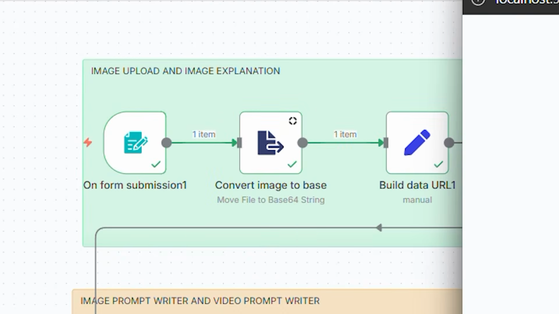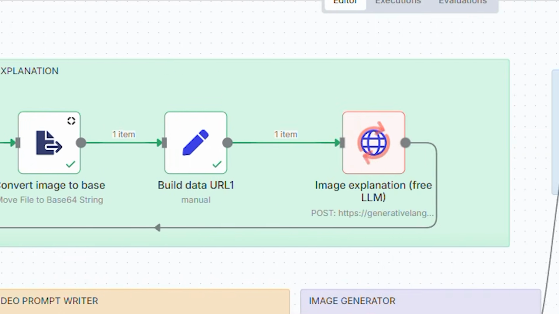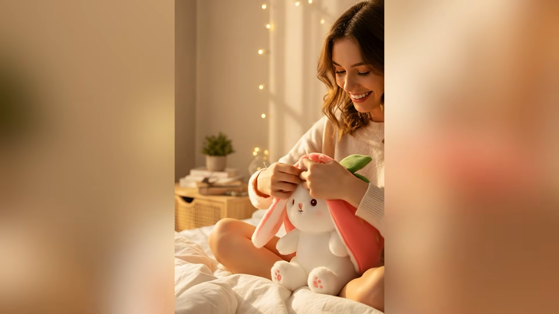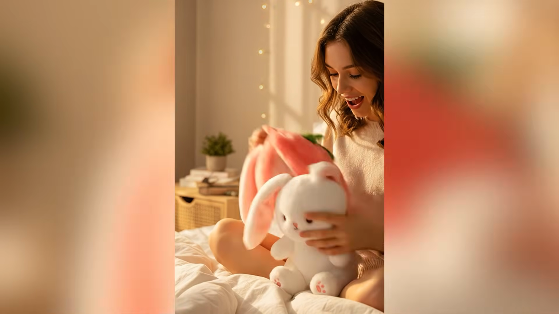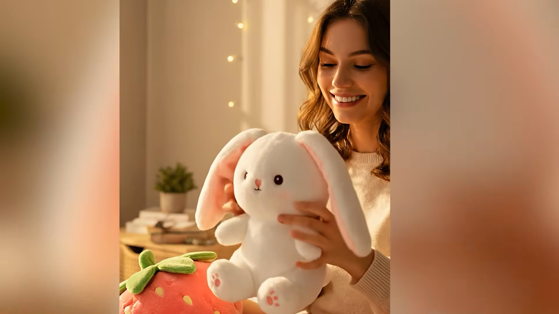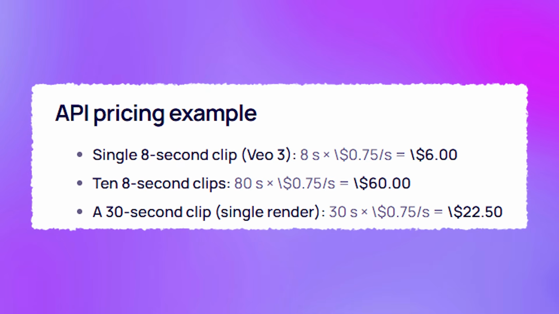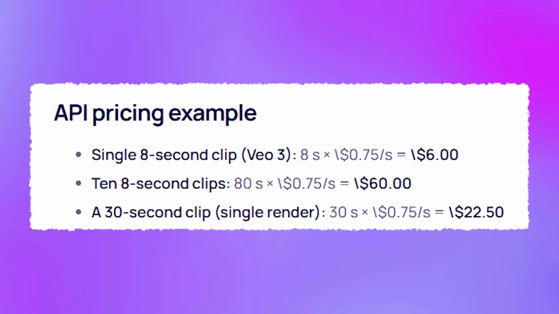From here, the N8n workflow takes over. It will enhance your prompt, generate a branded image using Google's Nano Banana, and then transform it into a full UGC ad with the VO3 module. But wait, I know what you are thinking. VO3 is usually way too expensive for individual creators, but here's the catch.